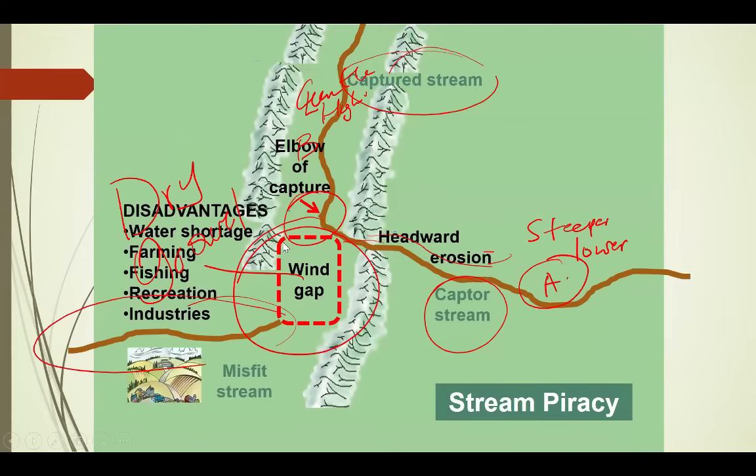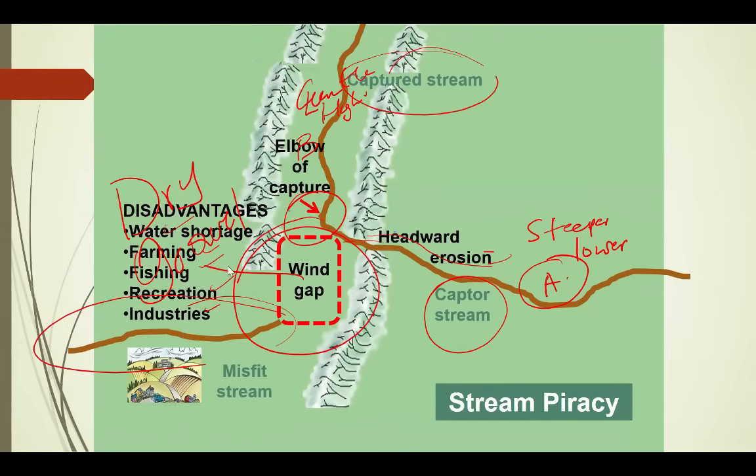Now, what will be the disadvantage for the people that are living downstream where the river has been diverted or where the river has changed its direction? So there's going to be water shortage. For farming, there's going to be less fishing, there's less recreation, and there's less industrial activities because of the shortage of water.